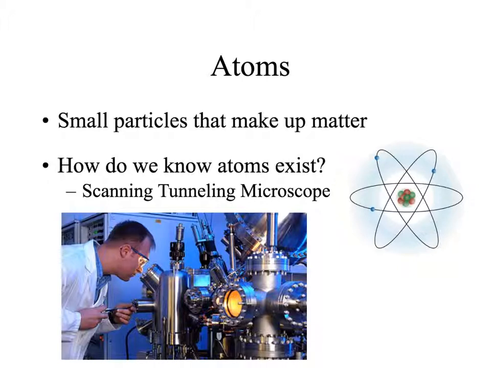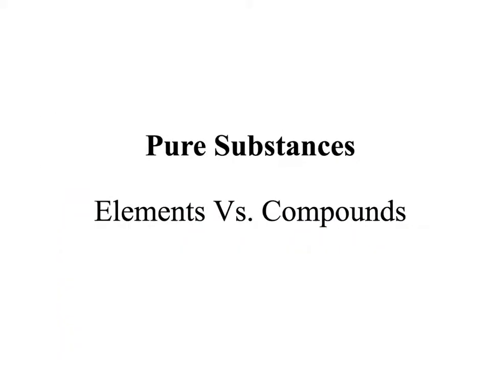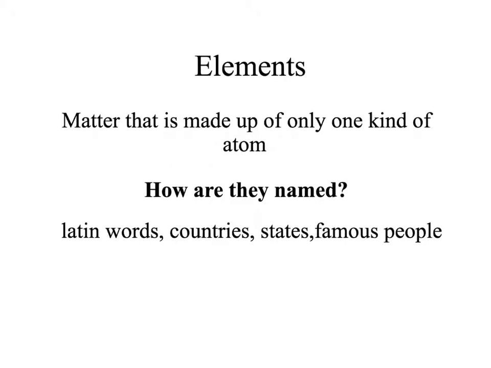known as atoms. So we want to look into matter, and one of the main groups of matter is pure substances. And those are broken down into either elements or compounds. So let's take a look at each of those and define them. Elements, as you know probably from the periodic table, are matter that's only made up of one kind of atom.